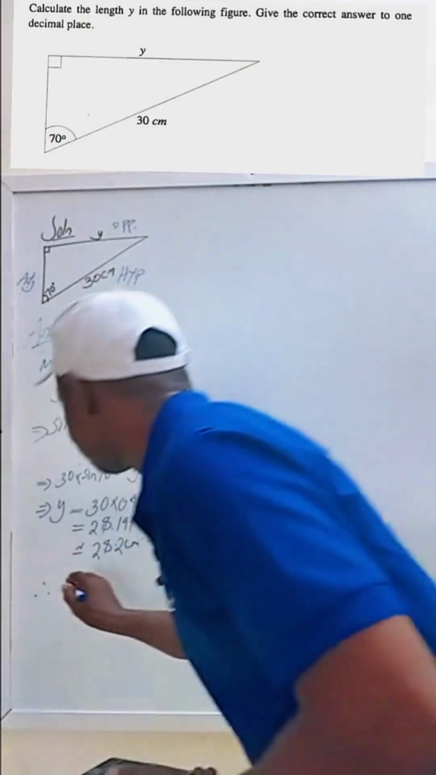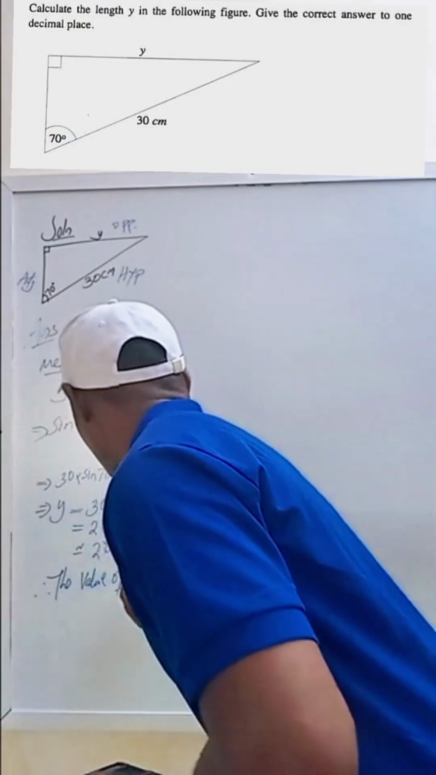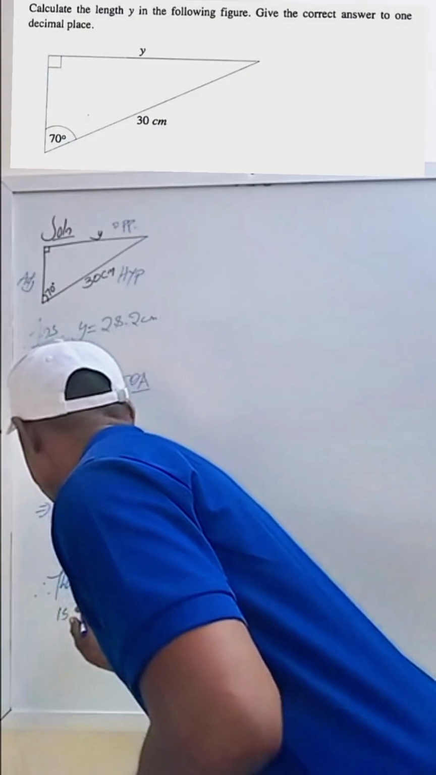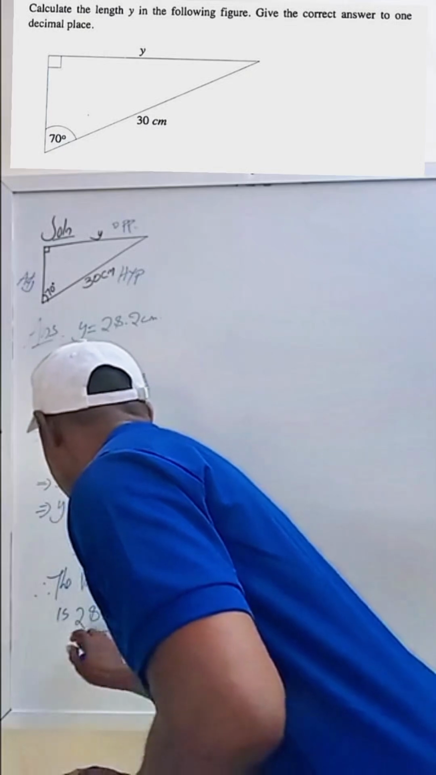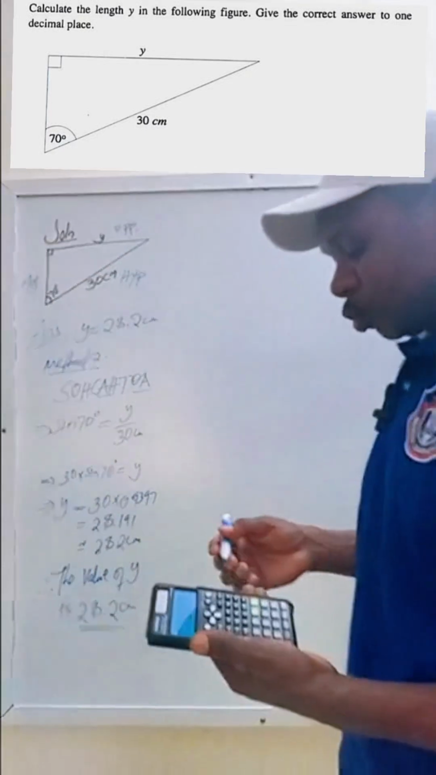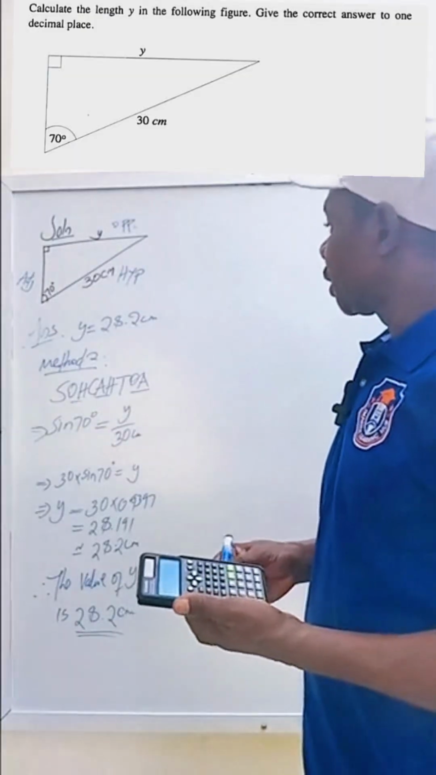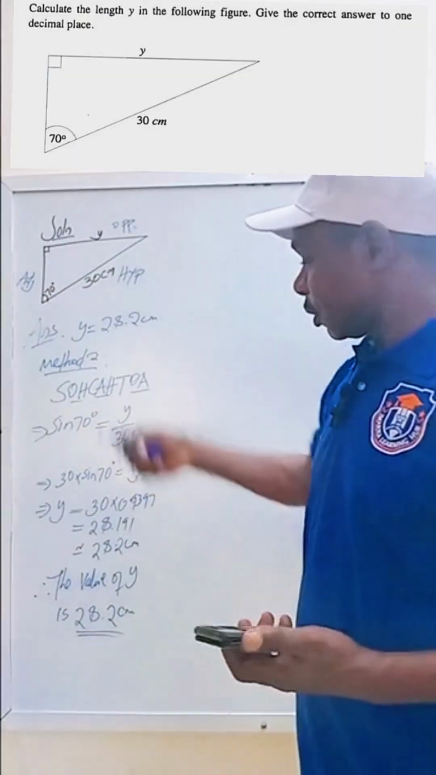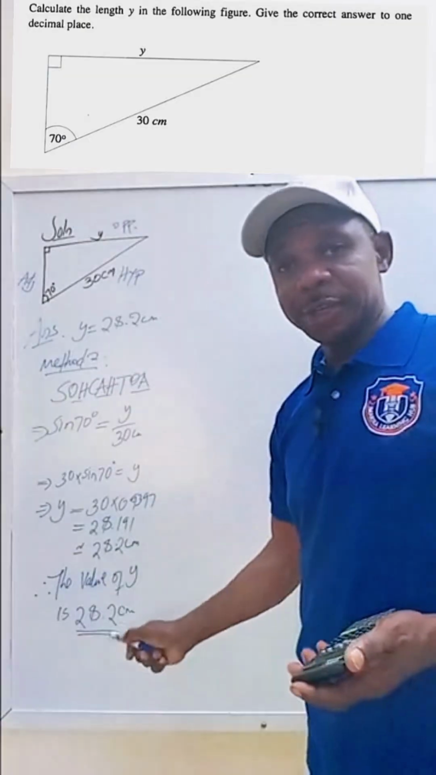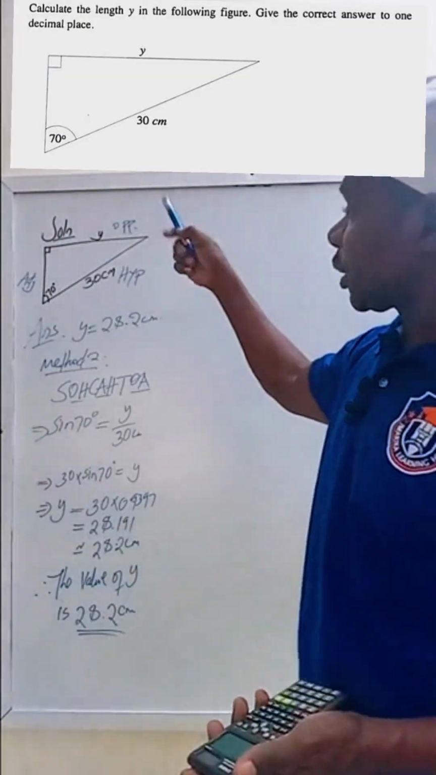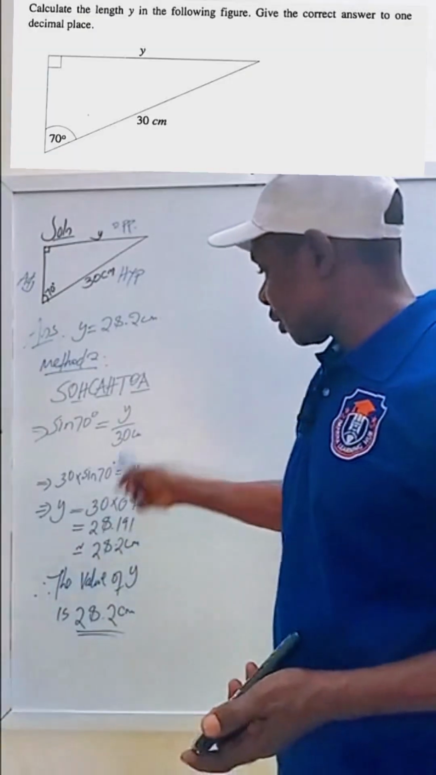That is, therefore, the value of y is 28.2 centimeters. Okay, so can you see we are getting the same answer? Whether you use the sine rule or the trig ratio concept of SOHCAHTOA, you still get the same answer. I had to take you through that method, which is a bit advanced, so that you can learn a new concept apart from this one.